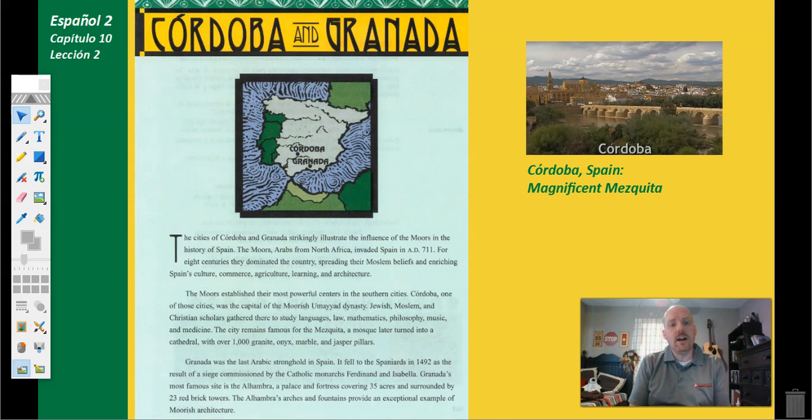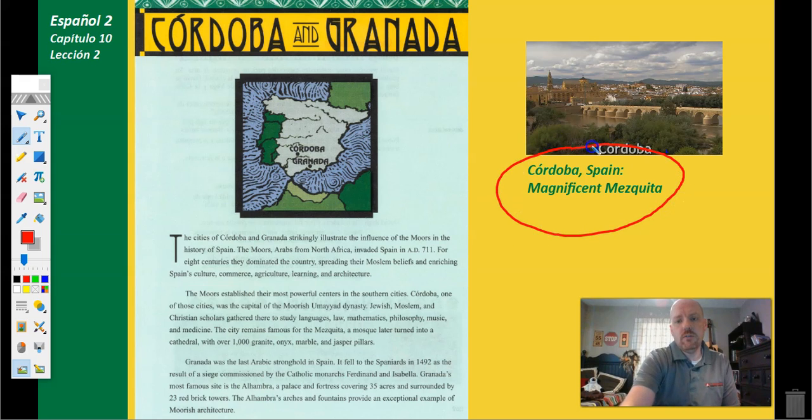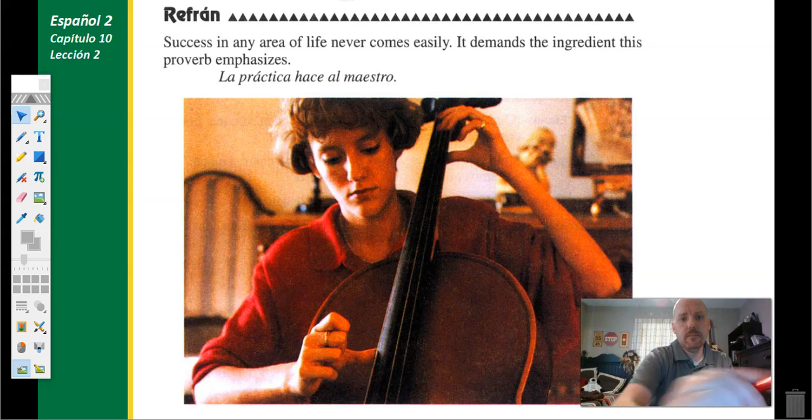We've been talking about Córdoba and the city of Granada as we've gone through this chapter. I do have a link in the playlist that I'd like you all on your own time to go ahead and take a look at. It's kind of a little virtual field trip where we look at some of the details of the city of Córdoba, Spain, and it gives you a very good view of what the city is like and many of the beautiful things that you can see there, especially the magnificent Mezquita. So as you look through the playlist for our class for Spanish 2, I want you to look for Córdoba, Spain, the magnificent Mezquita, and watch that video later after the lecture is finished. I think you'll enjoy that.